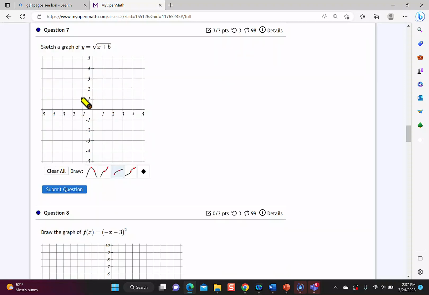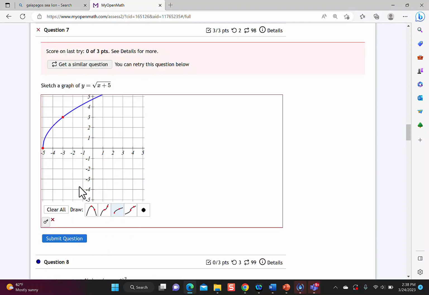Say I had the square root of x plus 5. So that one starts at negative 5. So again, make sure you click the right graph. Start at negative 5. And let's say I picked too big. So when I submit the question, I'm going to get it wrong.